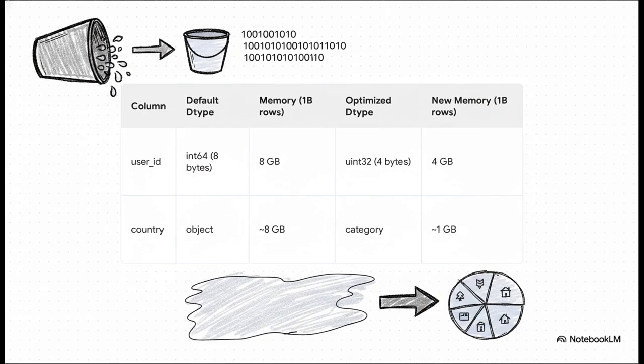It shows the absolutely massive impact of a few simple tweaks. By default, pandas might use a huge 64-bit integer for a user ID when a 32-bit one would be more than enough. For a billion rows, that one tiny change just saved you 4 gigabytes of RAM. And even better, look at the country column. Changing it from a generic text object to a category type can shrink its memory usage by over 85%. That's a game changer.